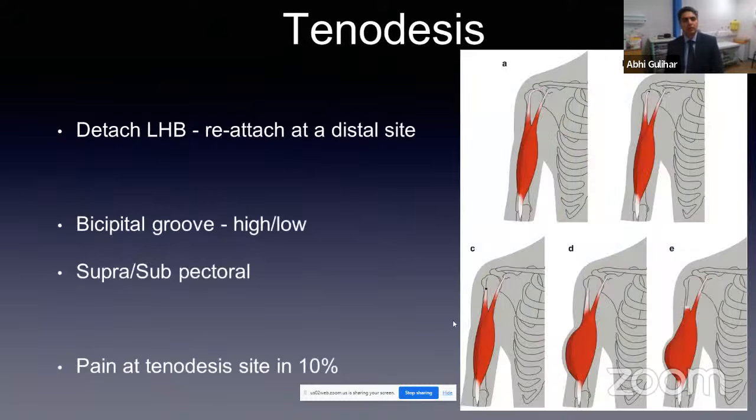So what is a tenodesis? Tenodesis simply means that we detach the long head of biceps from where it attaches to the top of the glenoid, and then we reattach it at a distal site. Tenodesis can be high or low, intraarticular or extraarticular. So these figures, again borrowed from the internet, show different areas and sites of tenodesis.